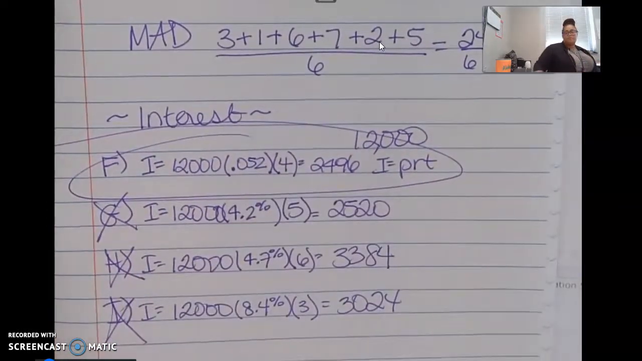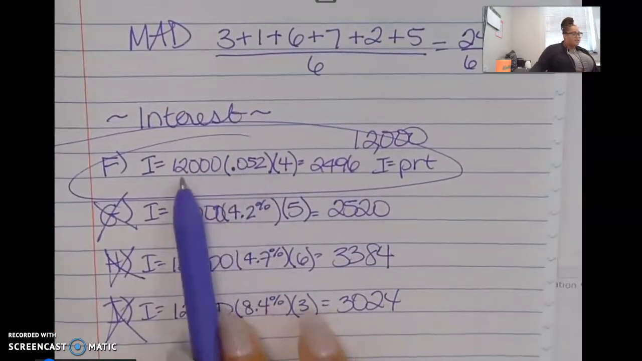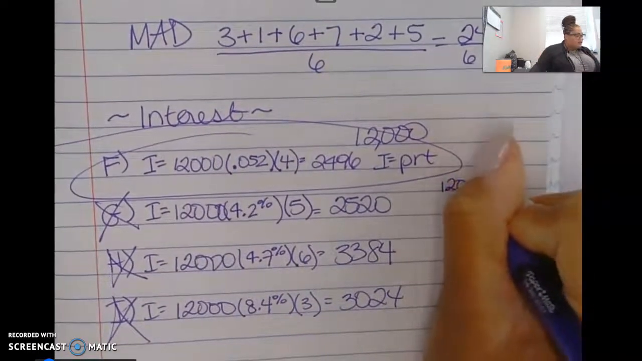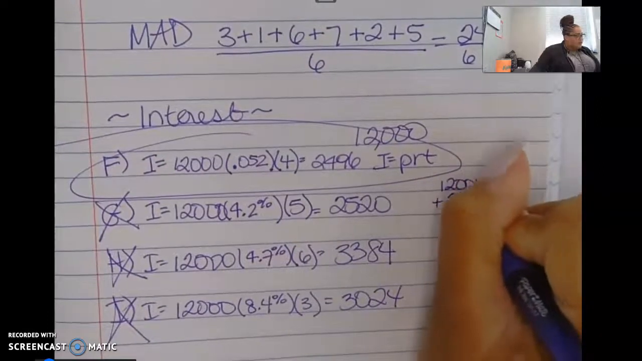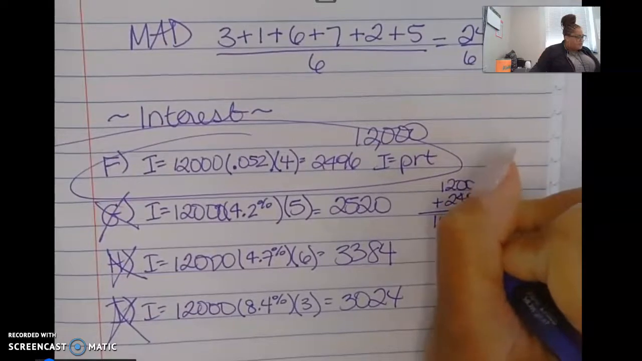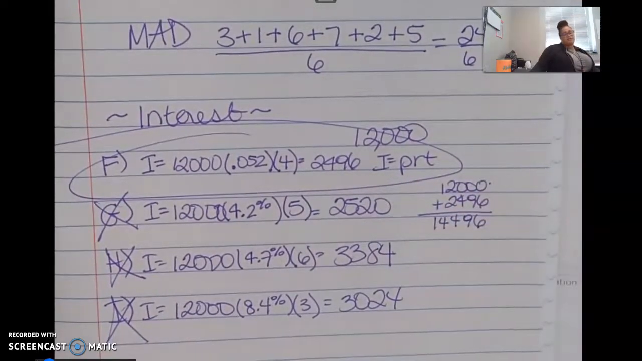Or A. So this was A or 5. That's what they have to pay in addition to the $12,000. So are they really just borrowing $12,000? No, this loan would be $12,000 plus $2,496. I would be paying back $14,496 on a $12,000 loan.